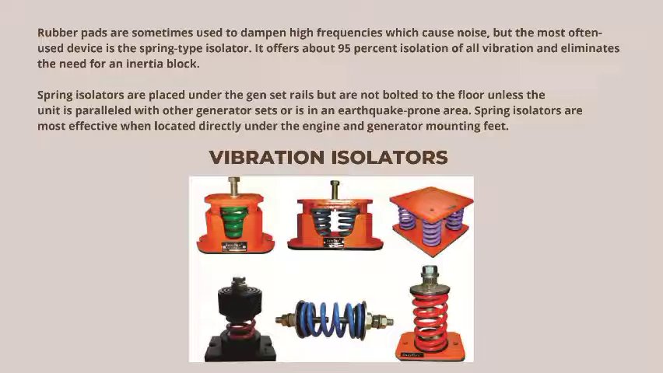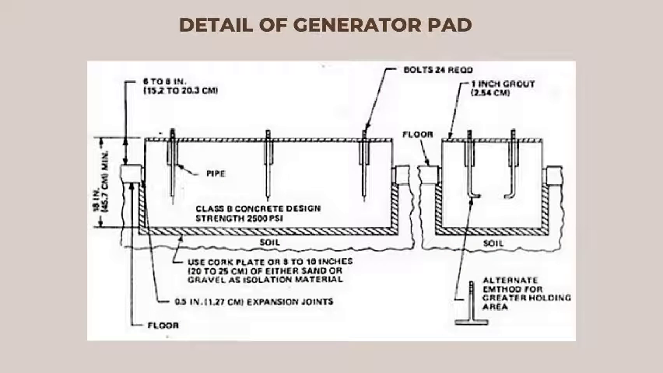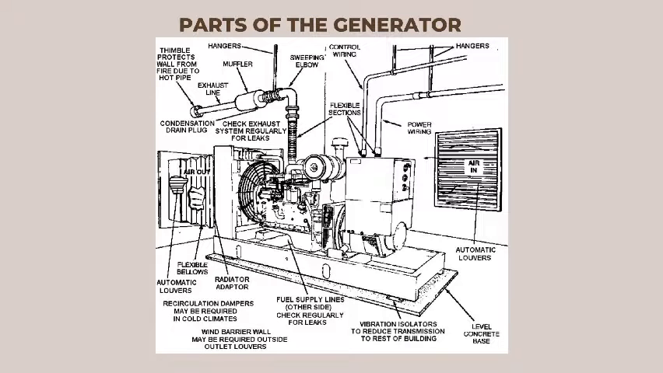So here's an example of vibration isolators. Here is the detail of the generator pad. Here in this figure, it shows the parts of the generator and all of its components.